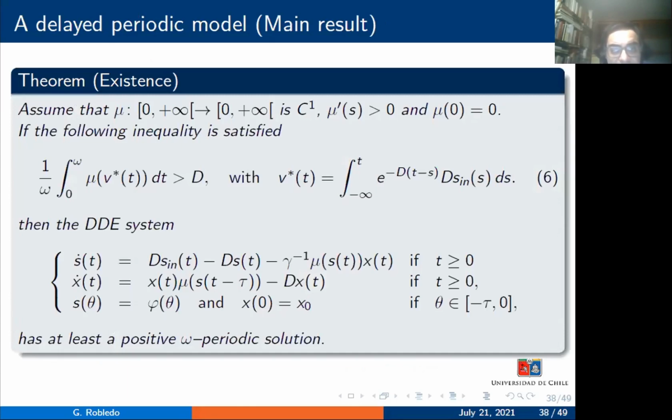This is our main result. We have the washout solution, we have the growth function. The composition of the growth function with the washout solution is a periodic function. This integral is the average of this composition. And if this average is bigger than D, it can be proved that this system has at least a positive omega periodic solution. So our result is a result of existence of periodic solutions. And I will show a sketch of the proof.